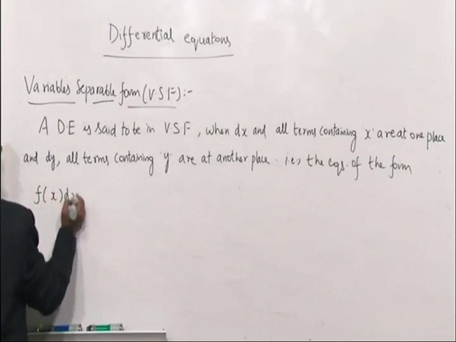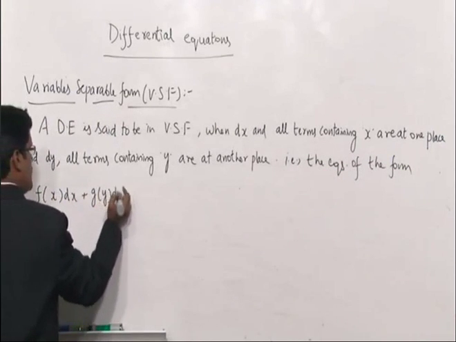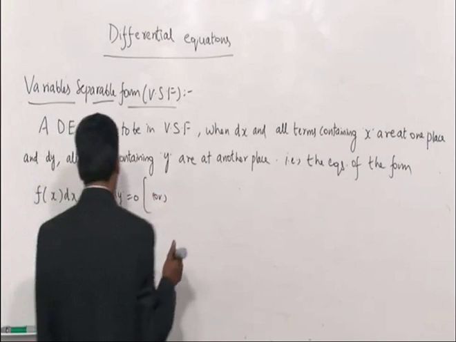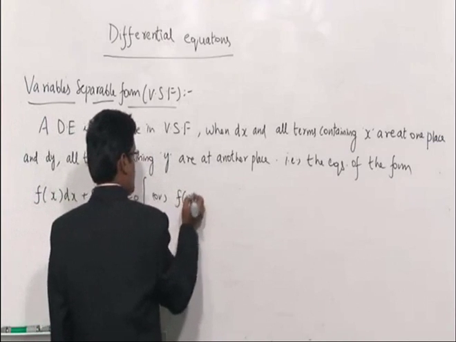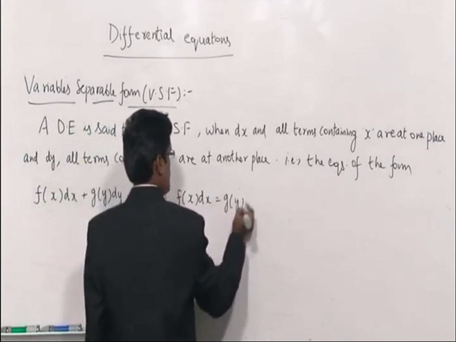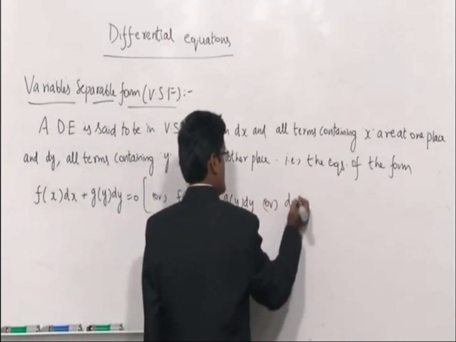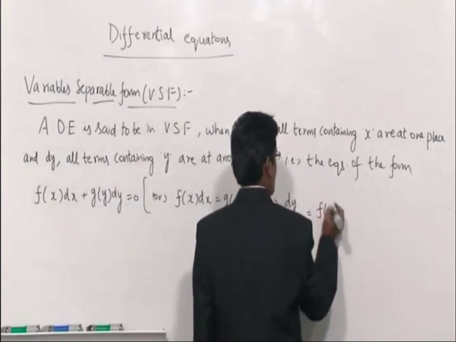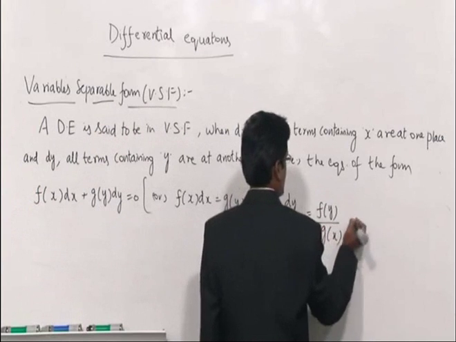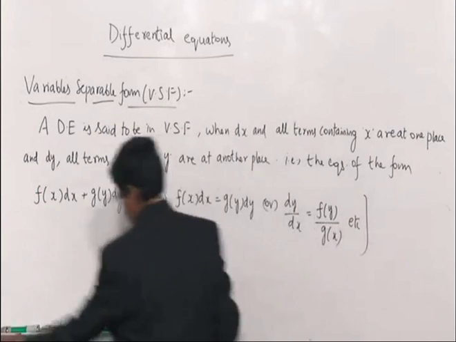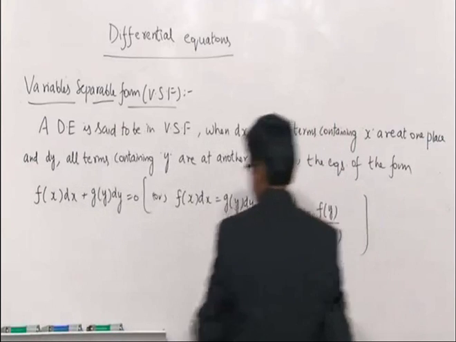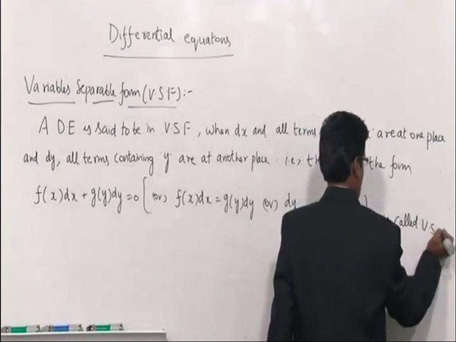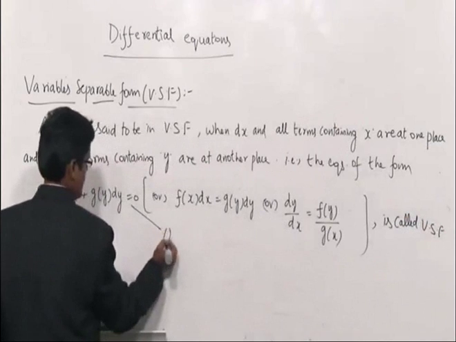f of x into dx plus g of y into dy is equal to 0, or other representations I am keeping in brackets for understanding purpose or avoiding confusion. f of x dx is equal to g of y dy, or dy by dx is equal to f of y divided by g of x, etc. is called VSF, and this first form say equation 1.